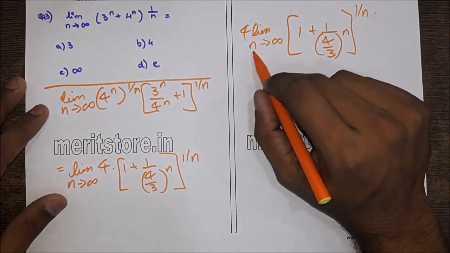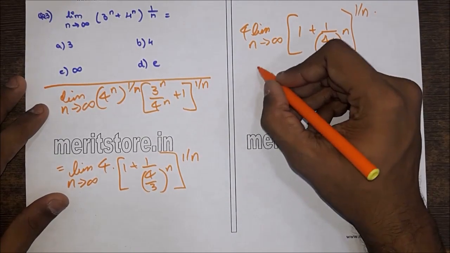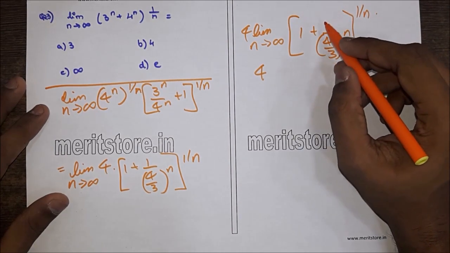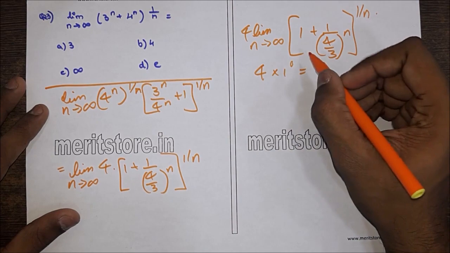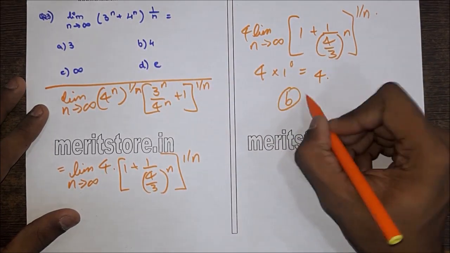Now we apply the limit of n tends to infinity and replace n by infinity. That gives us 4 into, this term cancels out and we are left with 1 raised to 0, which is nothing but 1. Therefore we get 4, which is option B.